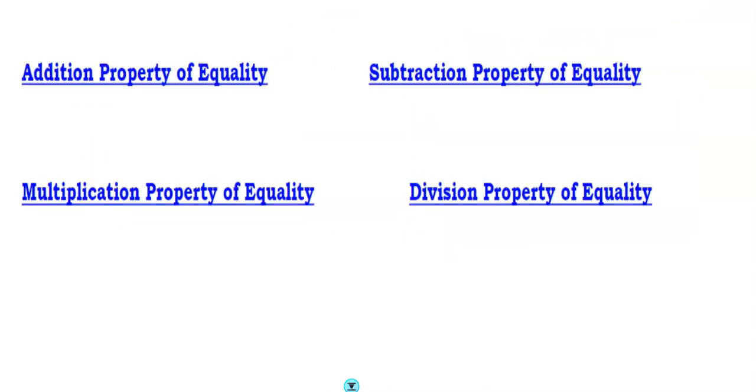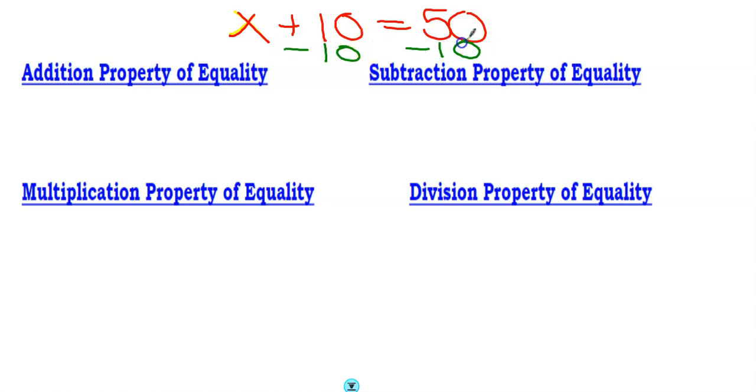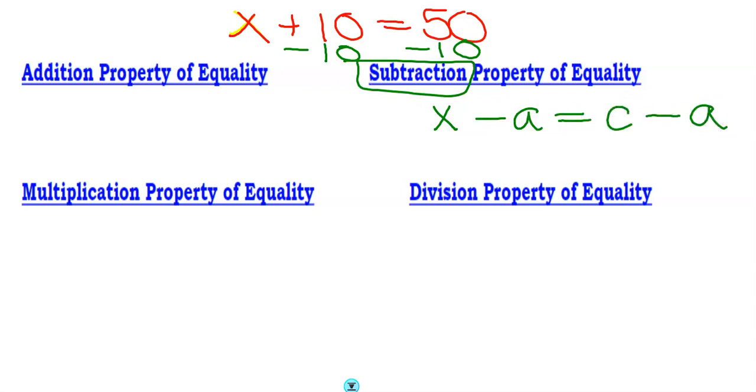All right, so let's actually get to the nitty-gritty. You guys have been solving problems for at least 5 years now, so these are ones that you've seen. If I have x plus 10 equals 50, what would I do to both sides? I would have to subtract the 10 from both sides. That would be called the subtraction property. So subtracting means I'm going to subtract something from both sides. So I'm going to subtract this a from both sides.